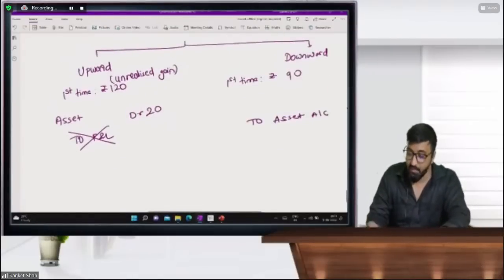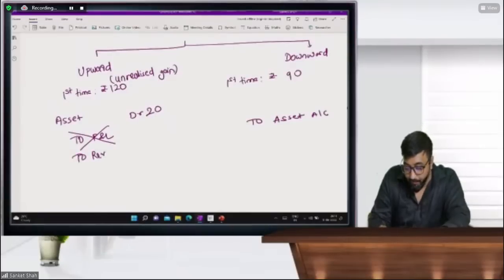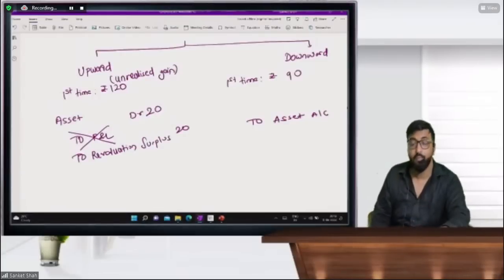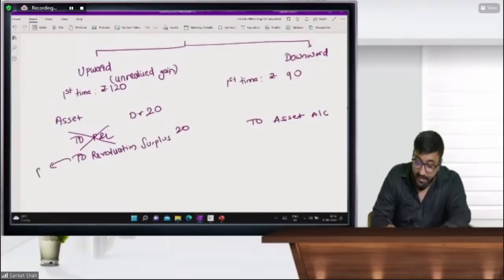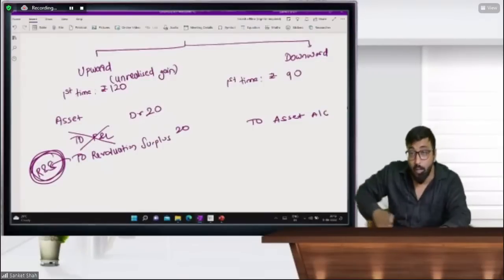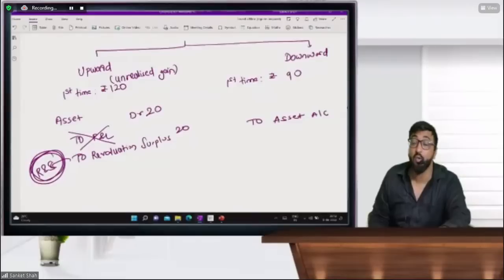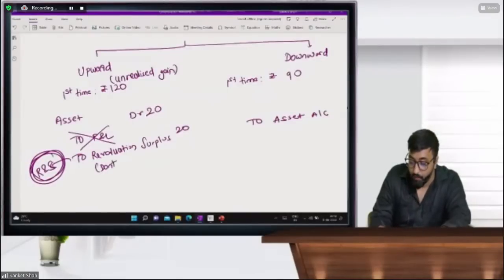And first time 90. So beta, which account is credited? Here, revaluation surplus account is credited, and it is directly recorded under reserves and surplus. Not routed through P&L. So do not pay dividend out of this.